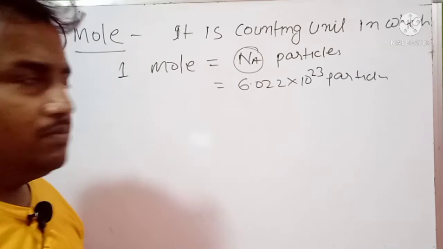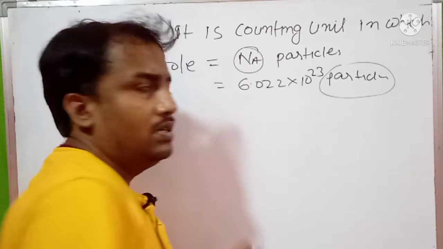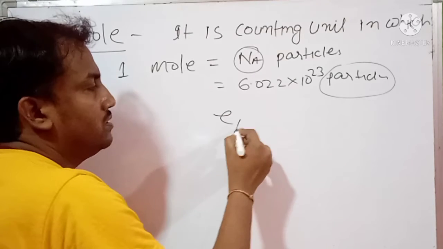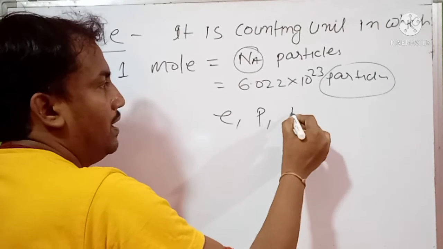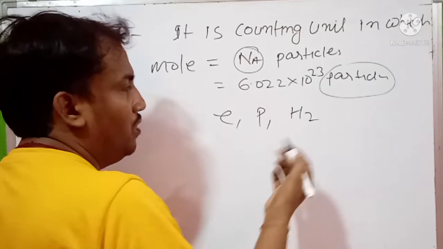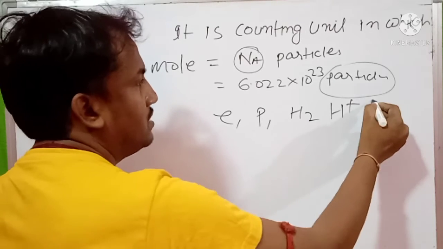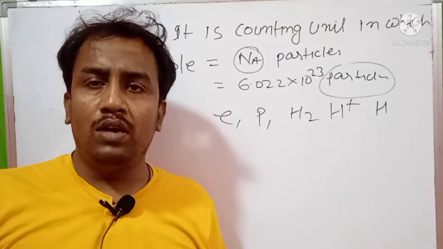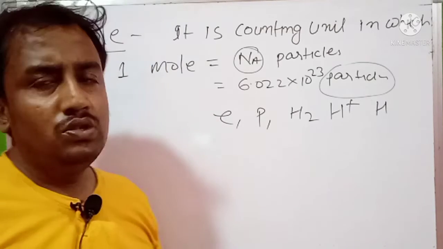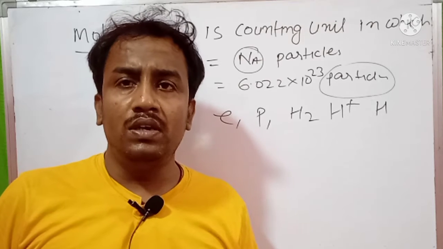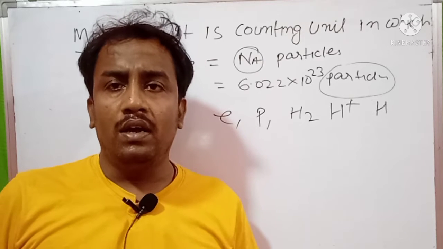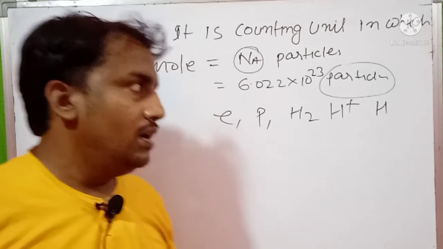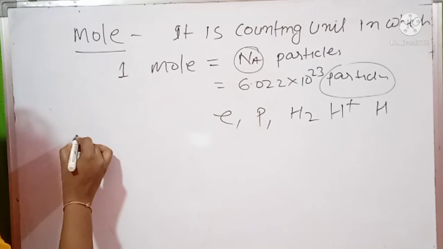Here we use the term particles. Let me focus on it. What are particles? Particles are electrons, protons, atoms, molecules, ions. These are all called particles. Suppose in a room you have 6.022 into 10 raised to power 23 hydrogen gas molecules, which is equal to 1 mole.